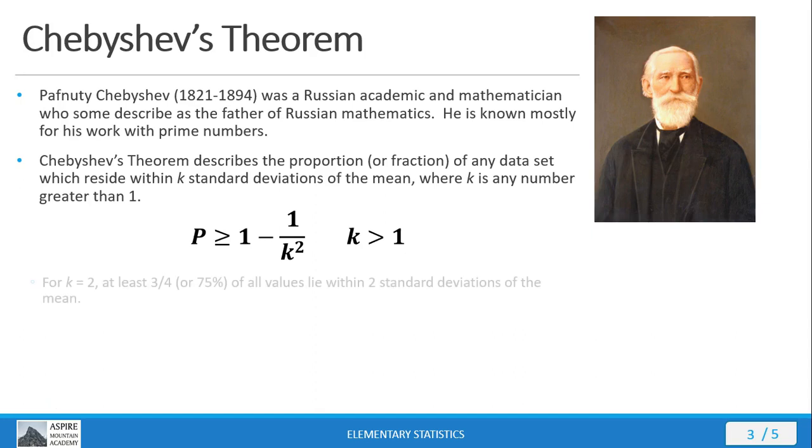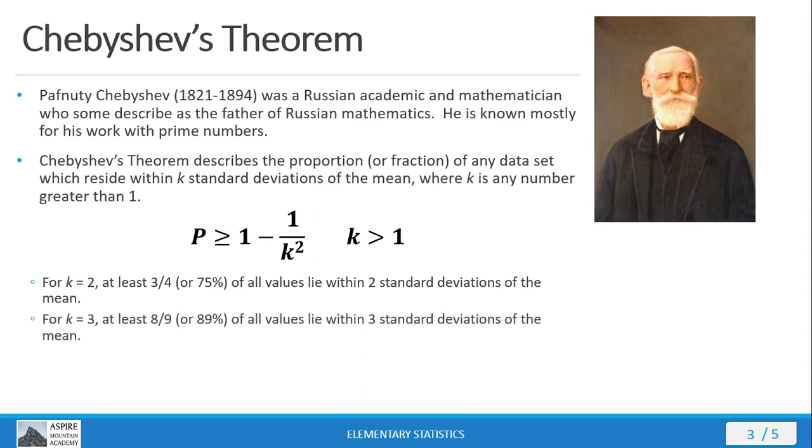So if we set k equal to 2, Chebyshev's theorem predicts that at least 75% of the data will reside within 2 standard deviations of the mean. This compares well with the empirical rule, which says that for normal distributions, 95% of the data lies within 2 standard deviations of the mean. 95% is greater than 75%, so this works.